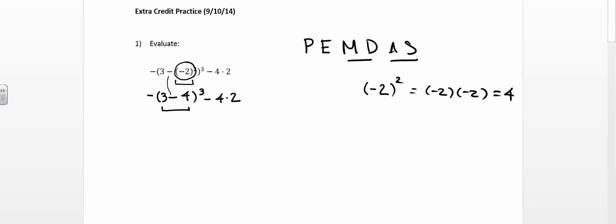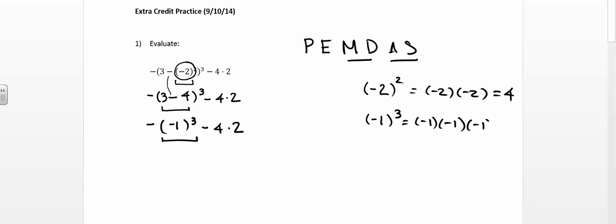So 3 minus 4 gives me a -1, and that whole quantity is going to be cubed. I still have a negative on the outside, and then a -4 times 2. Okay, I still see an exponent. So now I have -1 cubed, right? That's simply -1 times -1 times -1. And that's going to equal -1.